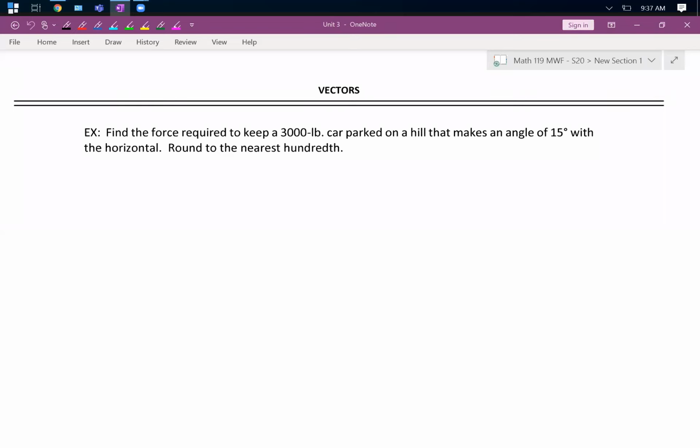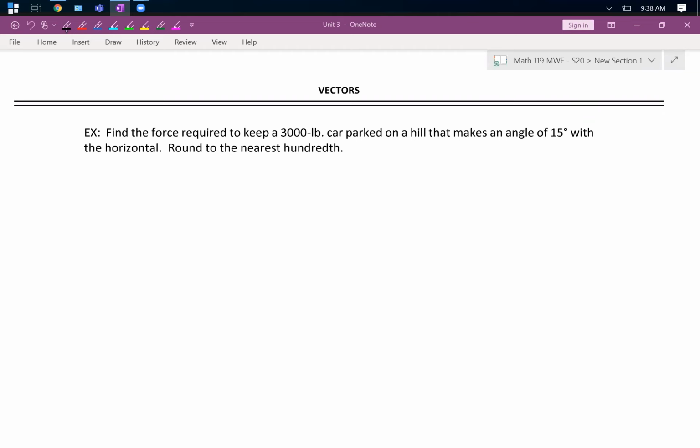All right, so today we're continuing with vectors. The first thing we're going to do today is look at application problems that involve pushing something up an incline. So I think the diagram's the key, like always. We want to find the force required to keep a 3,000-pound car parked on a hill that makes an angle of 15 degrees with the horizontal. We'll round our answer to the nearest hundredth.